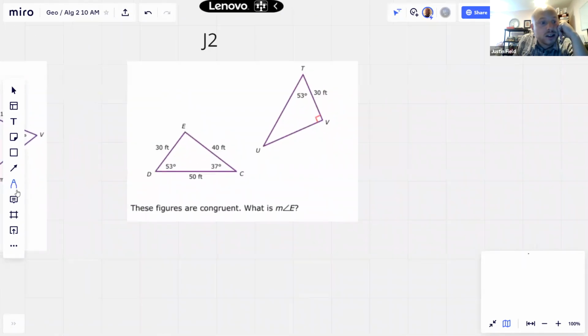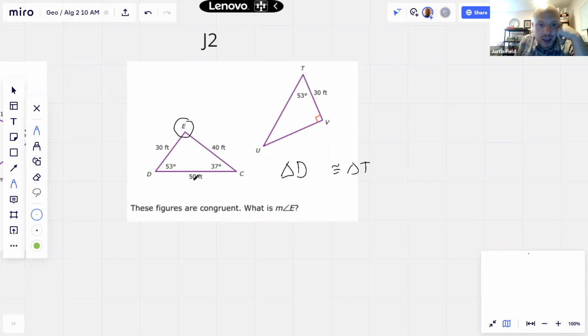And so let's look at this one, which is kind of backwards. These figures are congruent. What is the measure of angle E? Let's look and find, here's angle E, and this is 53, 37. So 53 is D. So we know that D and T match up. So we know they're congruent. Now we just got to match them up.